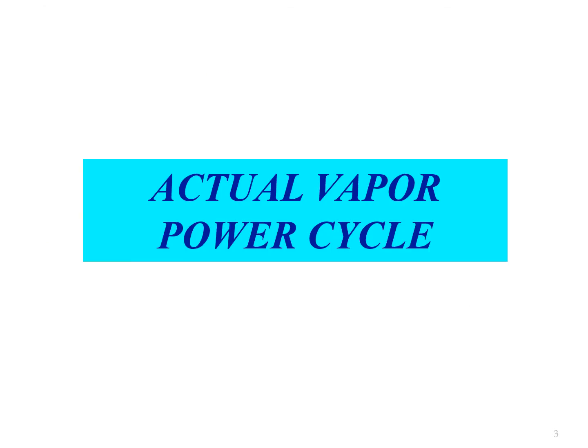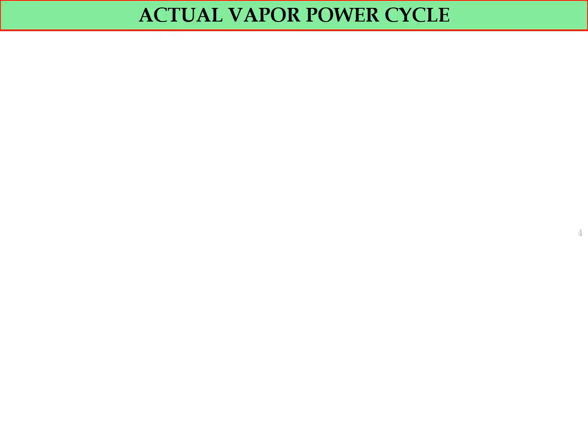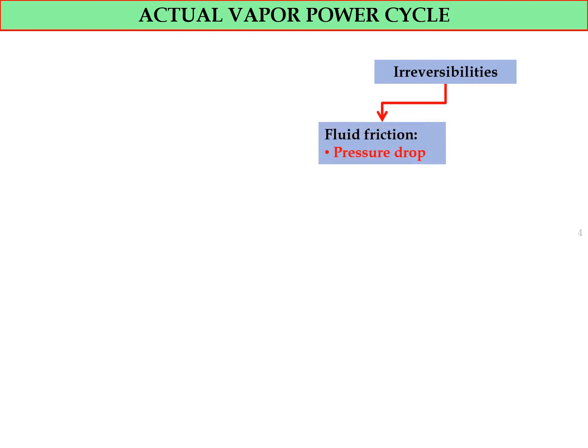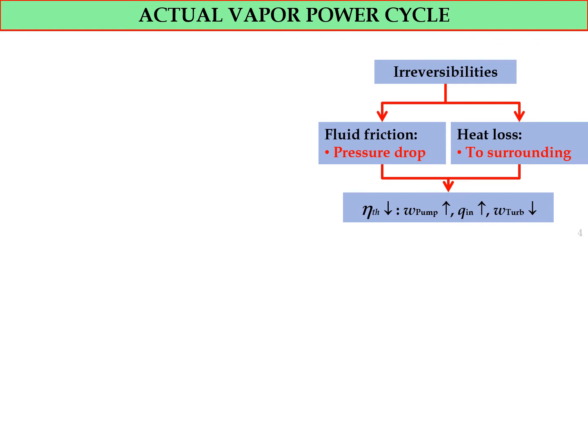Actual vapor power cycle. In the actual vapor power cycle, we have irreversibility, which comes from fluid friction, and that leads to the pressure drop and also heat loss to the surrounding. Due to these two factors, the thermal efficiency of the system will decrease, and in order to cover up, we need to increase the work by the pump and also the heat input by the boiler. However, the work by the turbine will also decrease.